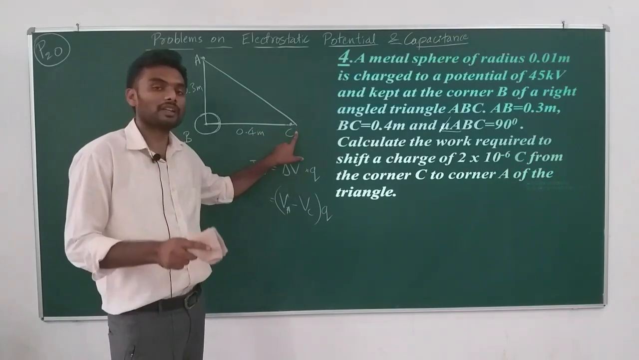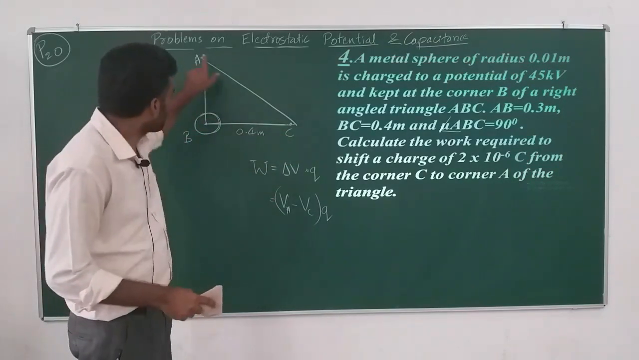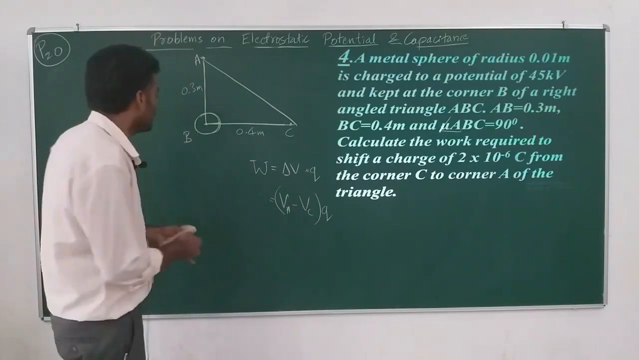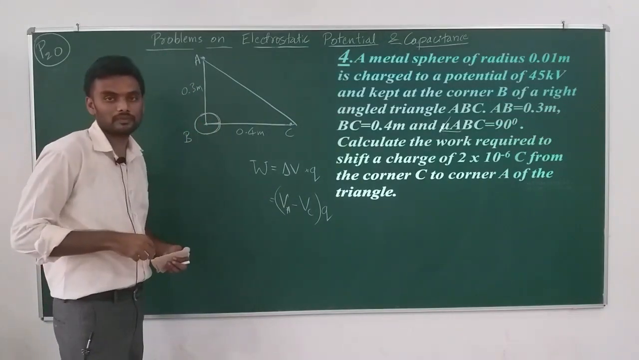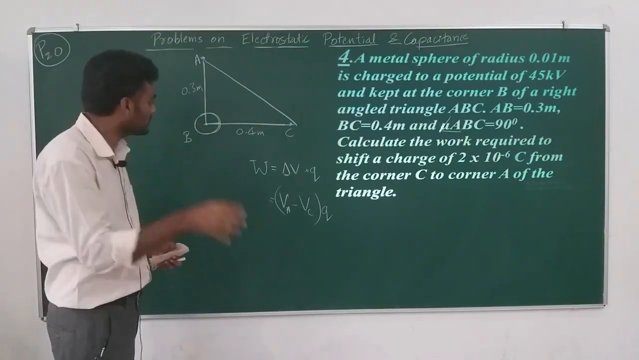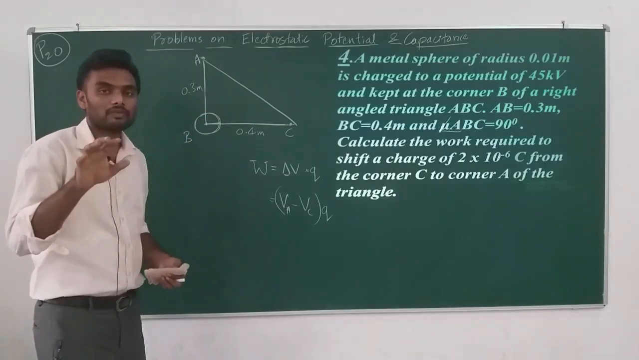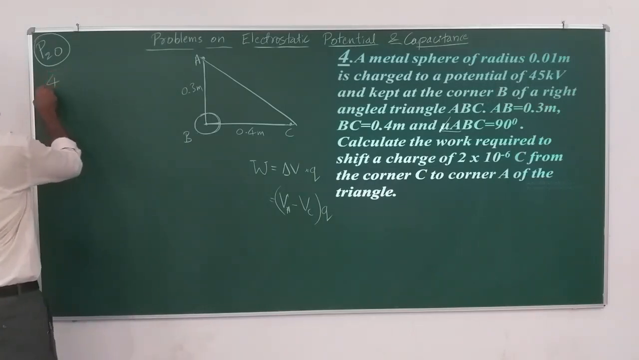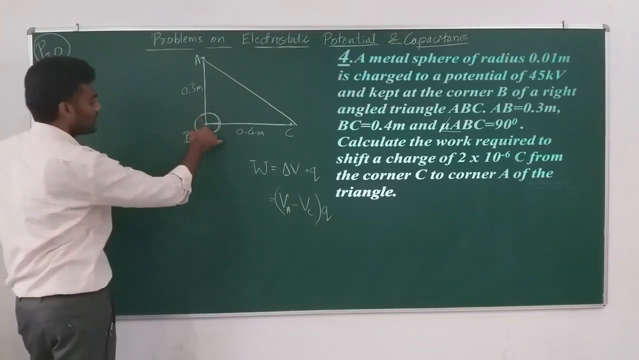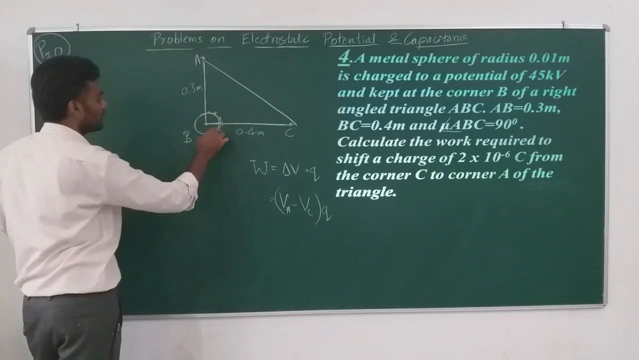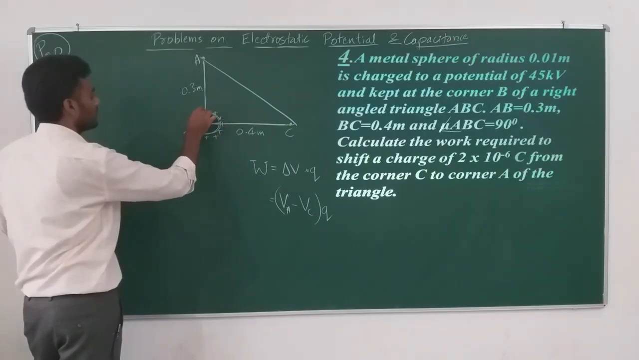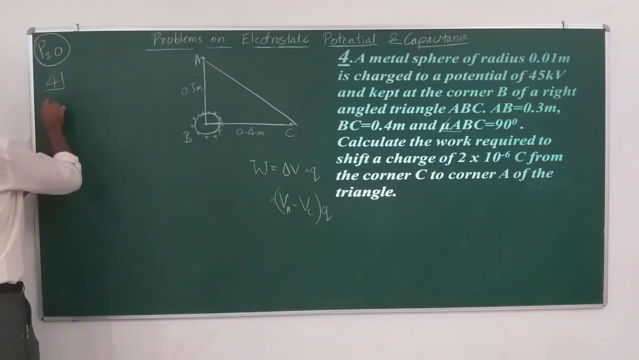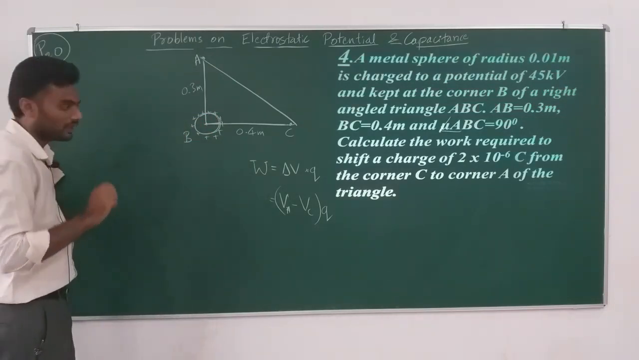Now, how to get these potentials? In order to get potential at either A or C, we should first have the idea of the charge situated at B. The net charge, the total charge situated at B, shall be found first. Let us work for that. In order to get the total charge accumulated on this spherical body, they have not directly given it. We have to calculate it. Charge accumulated on the sphere shall be calculated first.